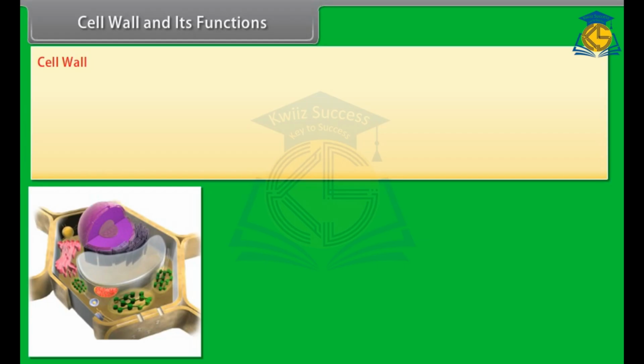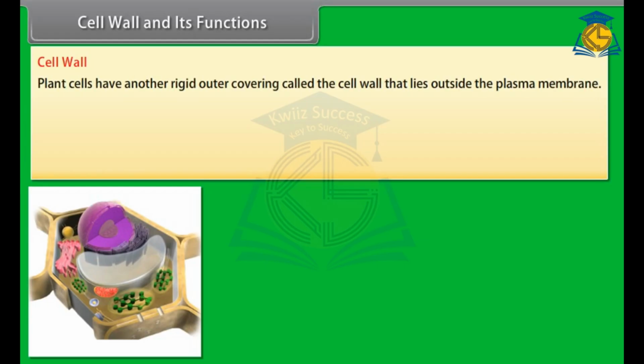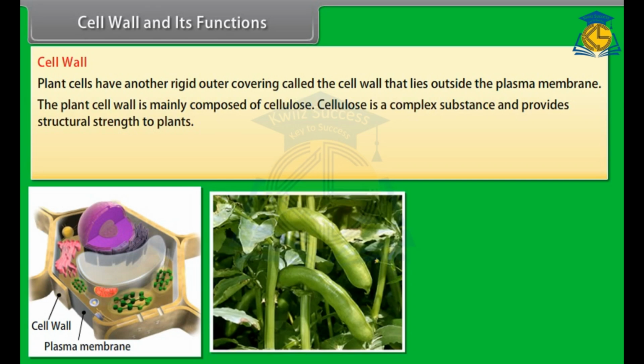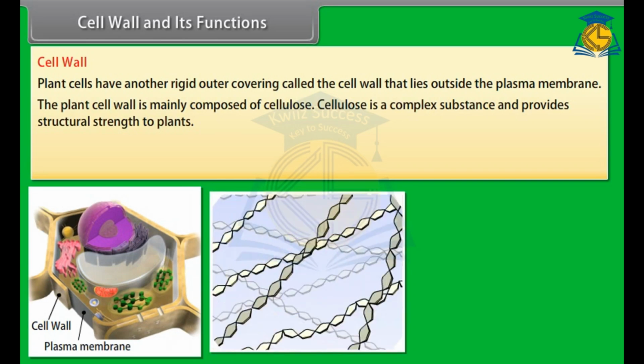Cell wall. Plant cells have another rigid outer covering called the cell wall that lies outside the plasma membrane. The plant cell wall is mainly composed of cellulose. Cellulose is a complex substance and provides structural strength to plants.